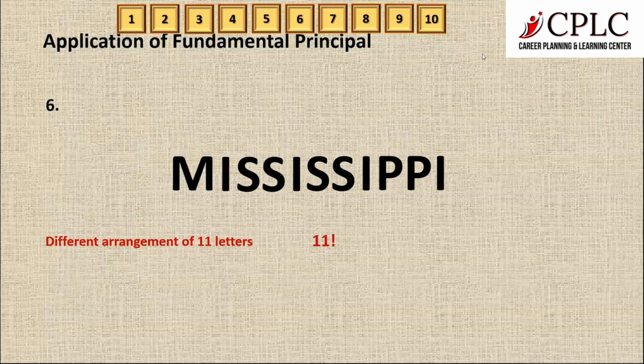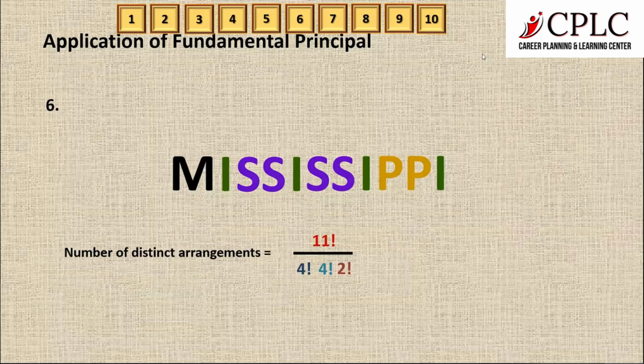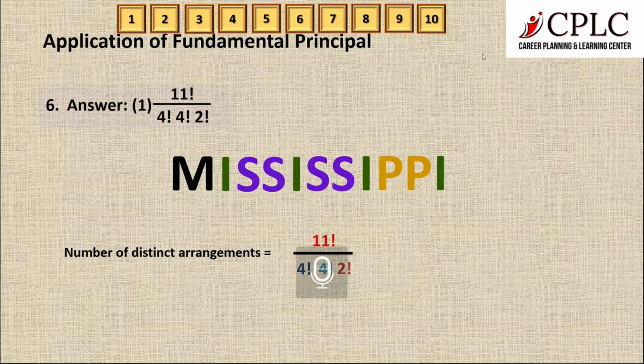Now, we also have some common letters over here. So we'll take out all the similar arrangements. There are 4 I's repeated, so we'll take out 4 I's. That is, we'll take out the repeating part, so 4 factorial. 4 S's, so again 4 factorial, and 2 P's, so 2 factorial. So it is going to be 11 factorial upon 4 factorial into 4 factorial into 2 factorial. Hence option 1 is going to be the final answer.